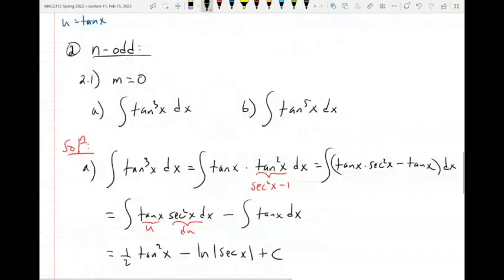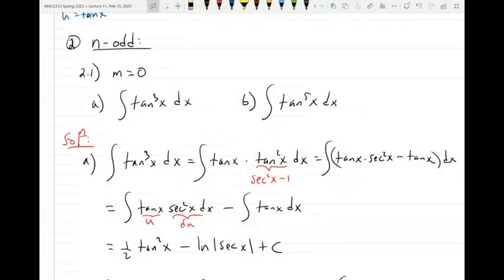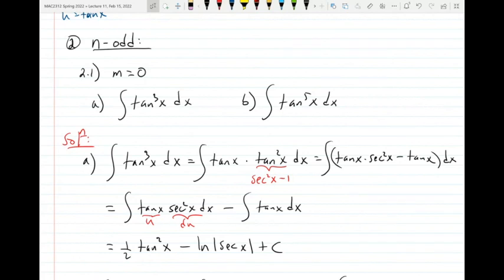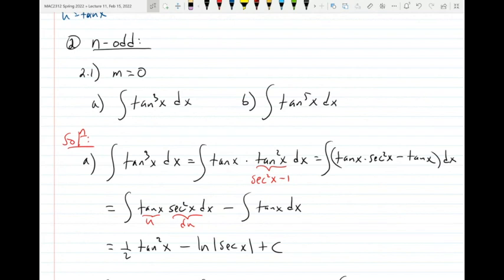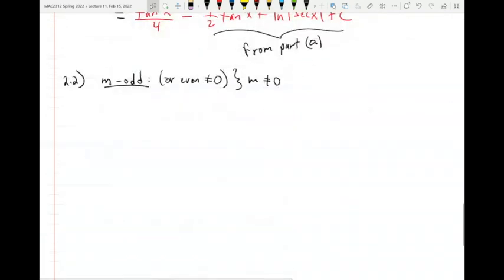Just like what a classmate pointed out, for tangent cubed, let's see, tangent of x times secant squared, you have two ways of doing it, right? You can let u equal tangent, and then you do u secant squared, or you could let u equal secant, and you do u secant tangent. Two ways, right?